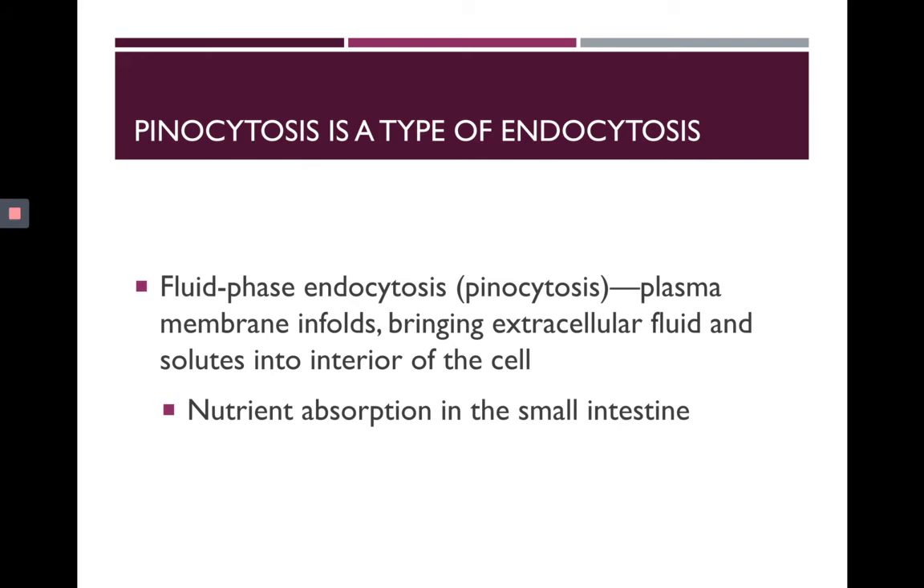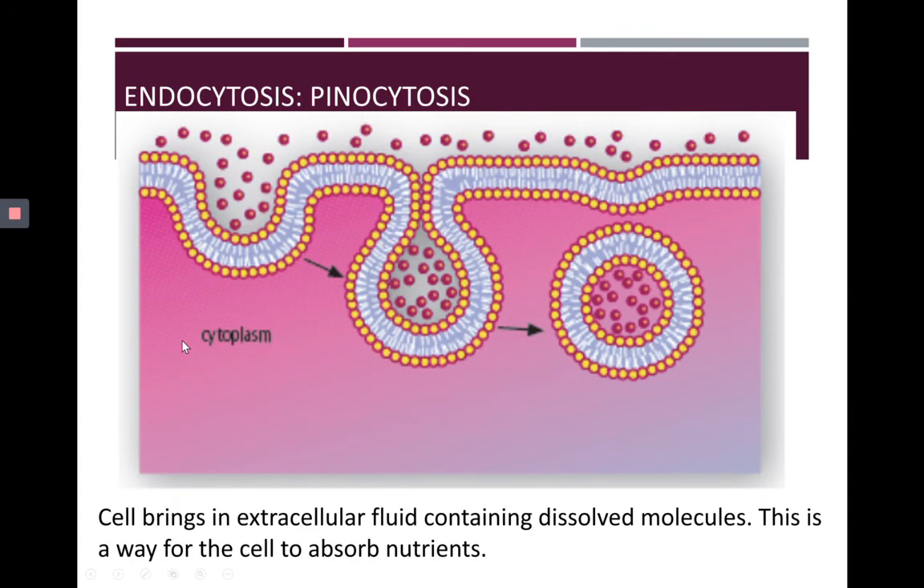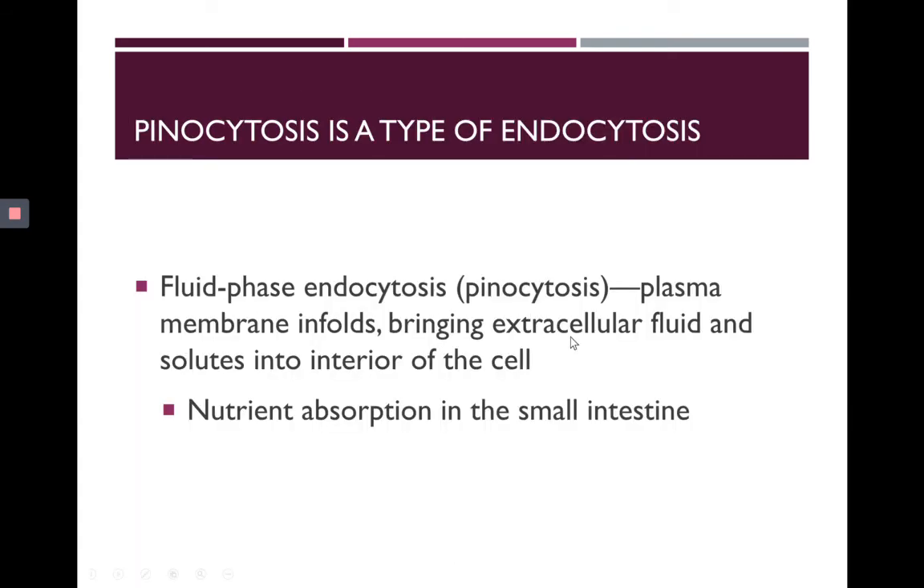So pinocytosis is a fluid phase endocytosis, and we saw the plasma membrane enfold. Let me go back. It brought in the extracellular fluid with solute dissolved in that fluid. And one example of where this works in the human body is in the small intestine. It really helps us absorb nutrients like monosaccharides, also things like amino acids, just the broken down parts of macromolecules.